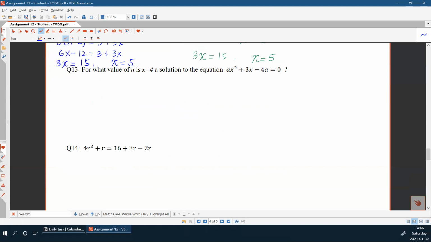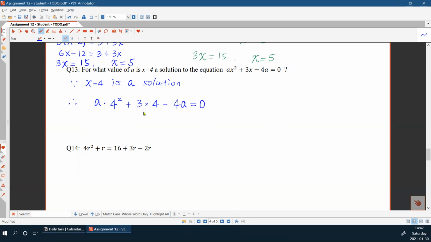Question 13. Okay, question 13 tells you that x being 4 is a solution to the equation ax squared plus 3x minus 4a equals 0, right? Okay, how do we write this? Because x equals 4 is a solution, we have a times 4 squared plus 3 times 4 minus 4a is 0, right?